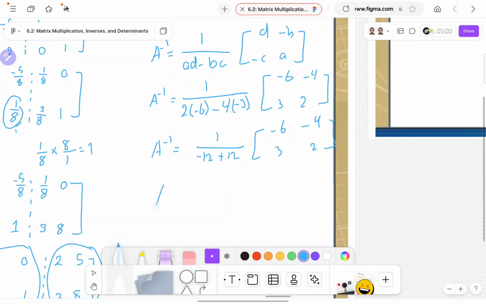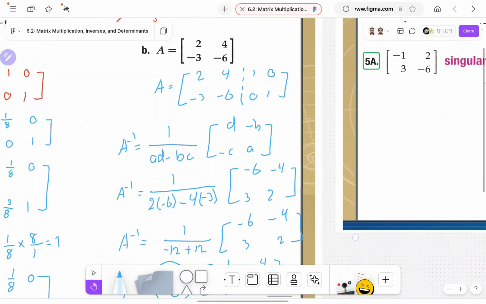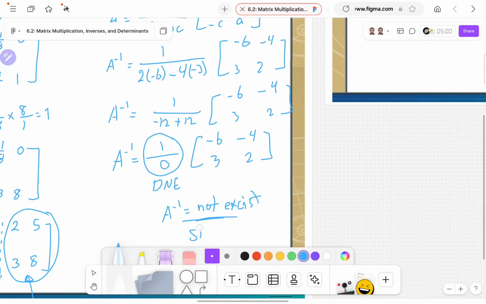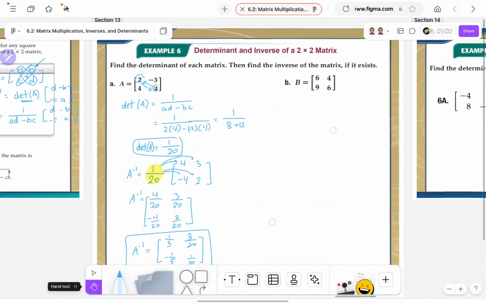Now check. A inverse is equal to 1 over negative 12 plus 12, which is 1 over 0. Oh my god, 1 over 0 is undefined, does not exist, is infinite. So A inverse does not exist. Why? Because I can't multiply 1 over 0 by the matrix. So that's why we call this one singular. Singular means no inverse. Okay, don't forget: singular means no inverse.